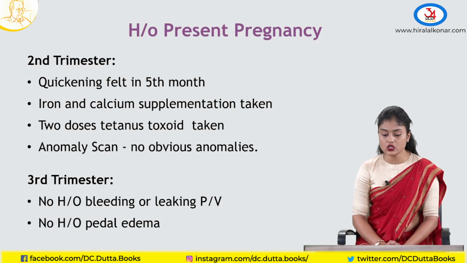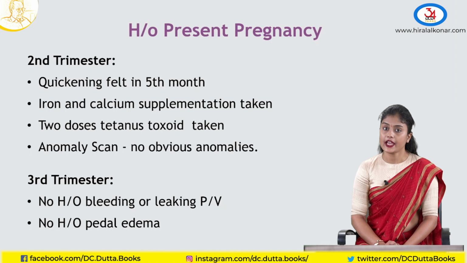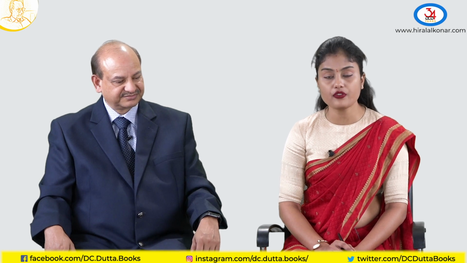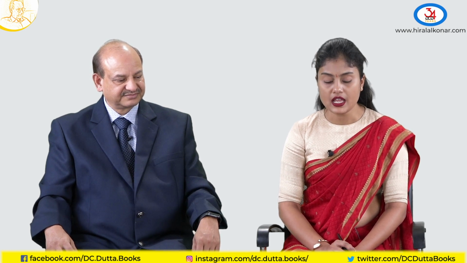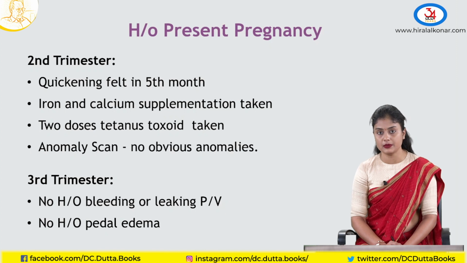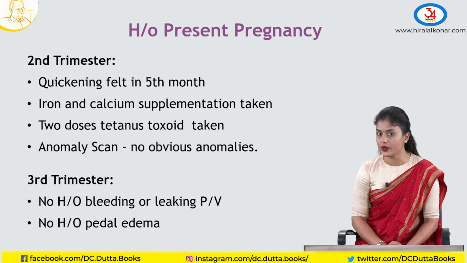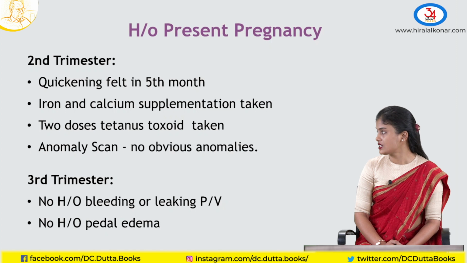Coming to the second trimester, quickening was felt at 5th month and her iron and calcium supplements were taken and 2 doses of tetanus toxoid were taken. Anomaly scan was done and said to have no obvious anomalies. In 3rd trimester, no history of leaking or bleeding per vagina and she had no history of pedal edema. She perceived fetal movements well and she came today with the present complaints.